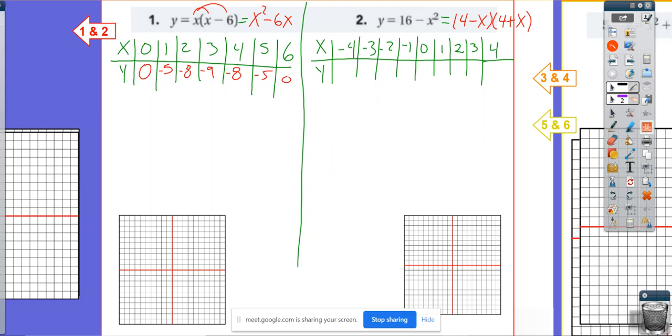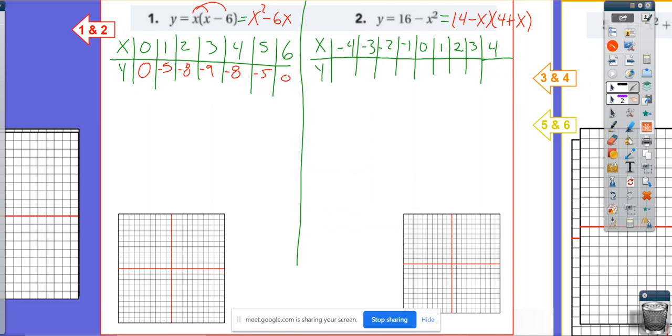Now, girls, if I plugged in -4, what did I get for y? 0. Okay. If I plugged in -3? 7. When I plugged in -1? When I plugged in 0? 16. When I plugged in 1? 15. 2? Oh, it's symmetrical.